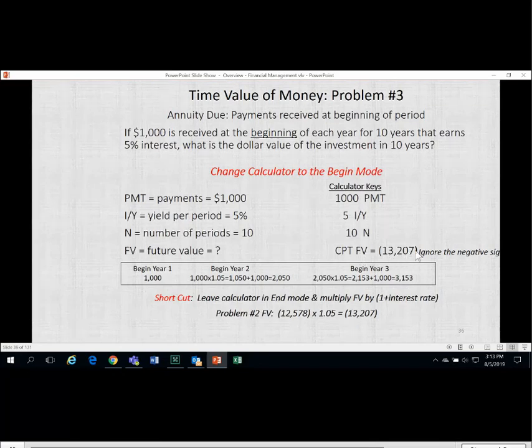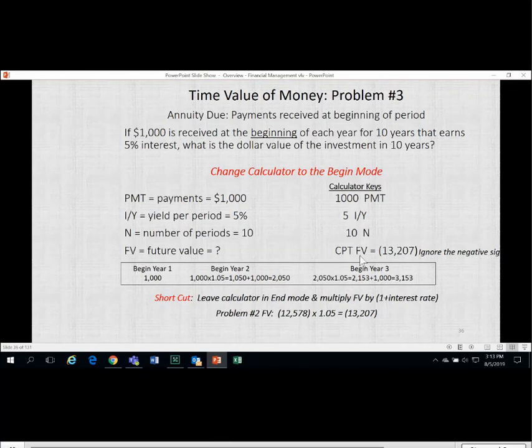What's the calculator doing again? Again, multiply by 1 plus the interest rate, 1 plus the interest rate, and so forth. Now, every time you solve one of these problems, the first thing you should do is go back and change your calculator back to the end mode. It's very easy to forget. If you do, you're going to miss all the subsequent problems. So always change it back.